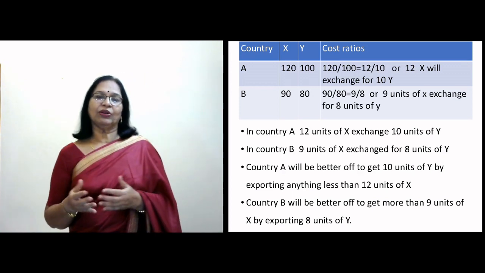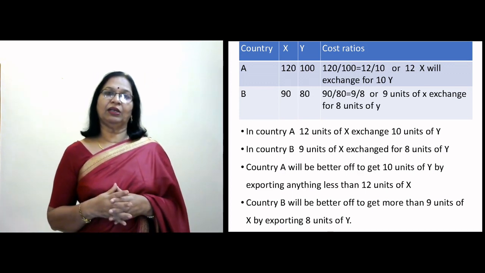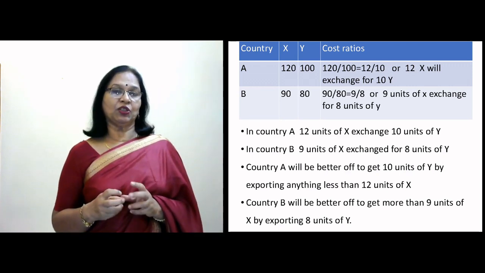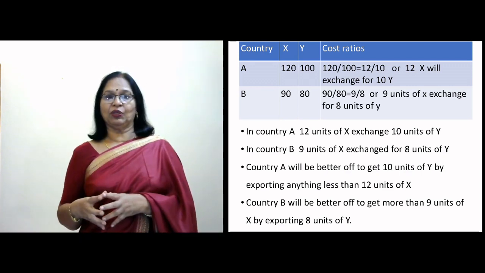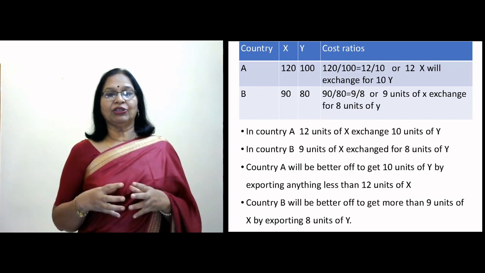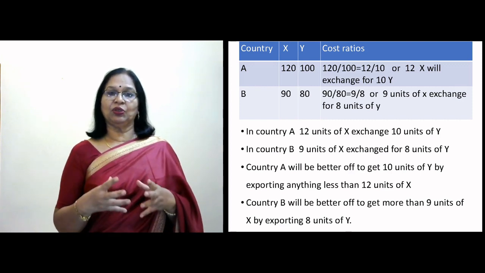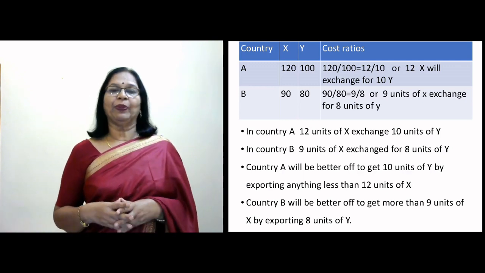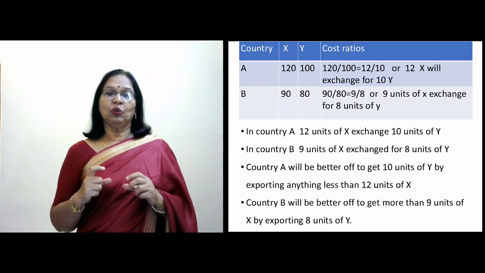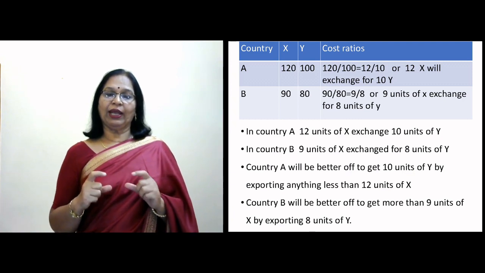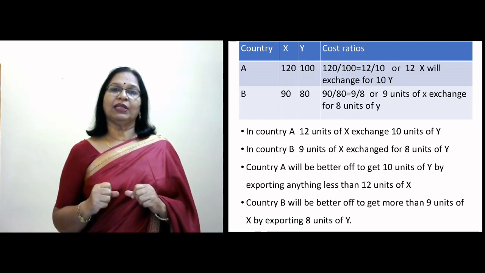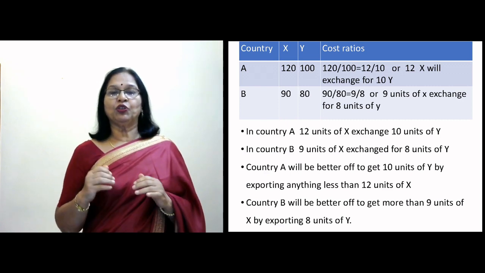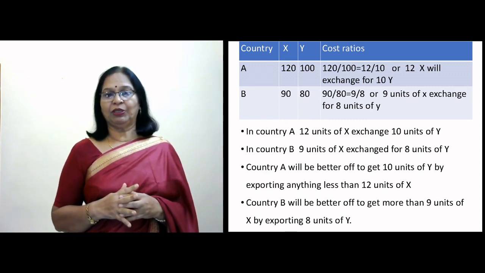So, just a relook at the Ricardian theory this way. Country A can produce 120 units of good X and 100 units of good Y. Then country B can produce 90 units of good X and 80 units of good Y. Now, when these two goods X and Y are shown, the next question is how much should they actually trade with each other to feel that they have benefited from trade?